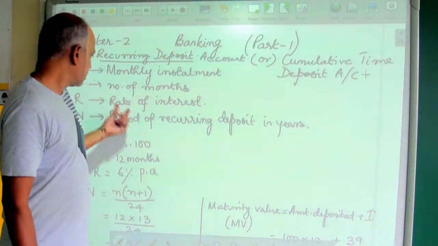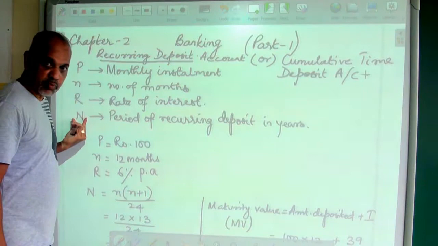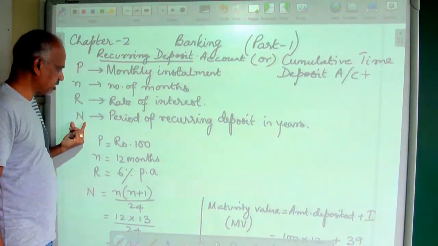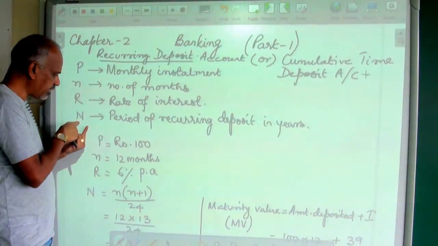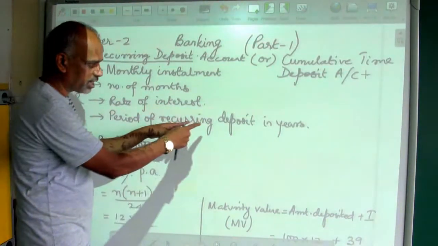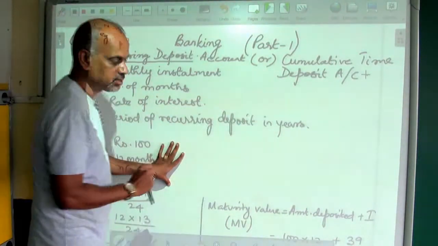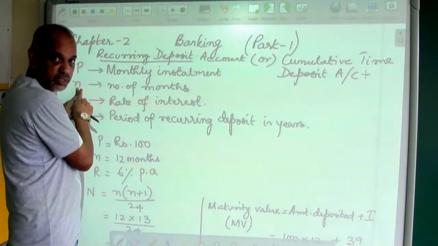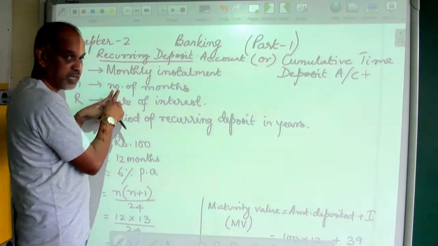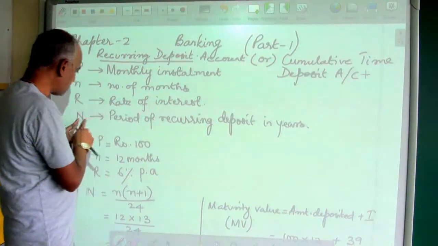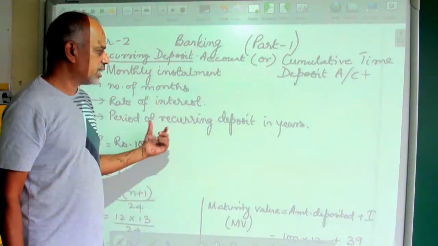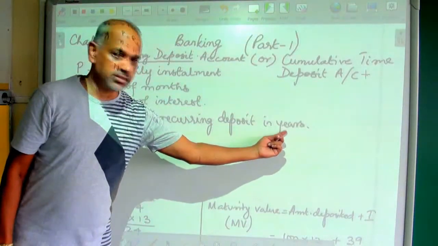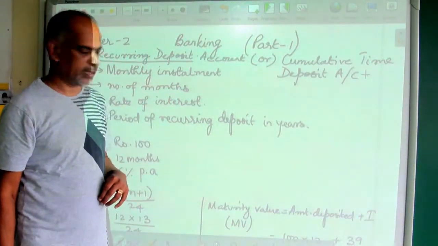And one more thing that you have to know is capital N. Capital N is actually derived from small n. Now capital N is the period of recurring deposit in years. The time that you took small n was the period in months. Capital N is the period for recurring deposit calculation in years. This is the unit.